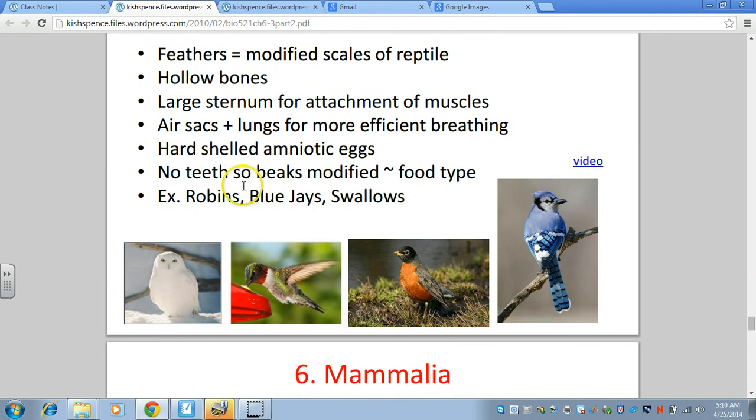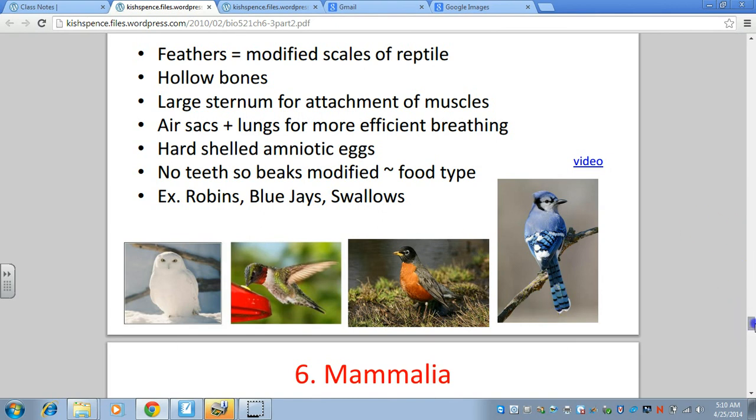Okay, birds have no teeth, so their beaks are modified according to what food type they have. They have a crop and a gizzard, like what we saw in the earthworm. They take in little stones, and that helps the gizzard mash the foodstuff against the little stones to help break it down mechanically.